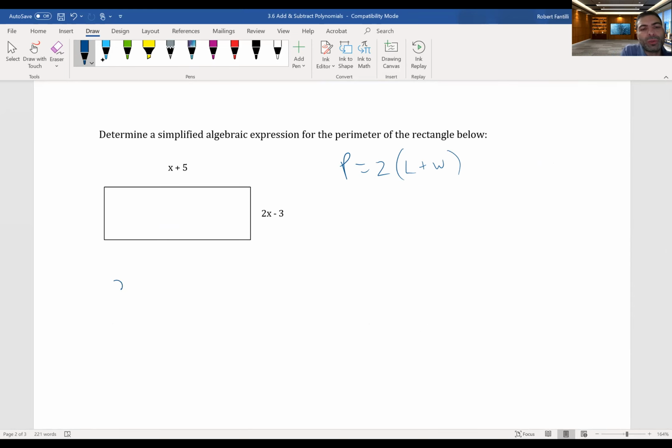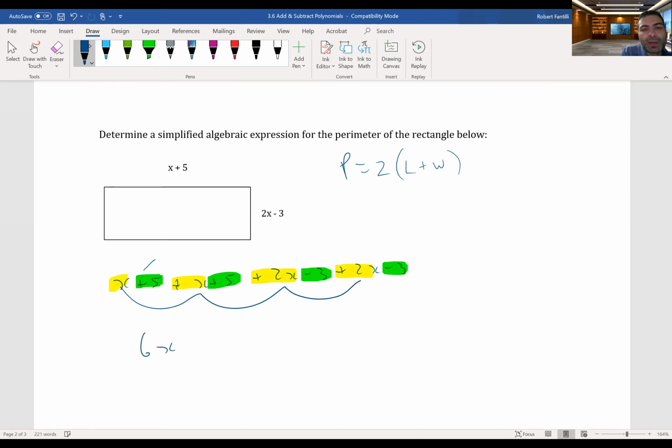Or you can just go old school: x plus 5 plus another x plus 5 plus 2x minus 3 plus another 2x minus 3. You could do that. And then collect all your x's, x, another positive x, plus 2x. Then you can collect your other terms. I got +5, +5, -3, -3. And you'll end up with x plus x is 2x, plus 2x is 4x, plus another one is 6x. And then +5 plus 5 is 10, -3 is 7, -3 again is 4. So 6x plus 4.